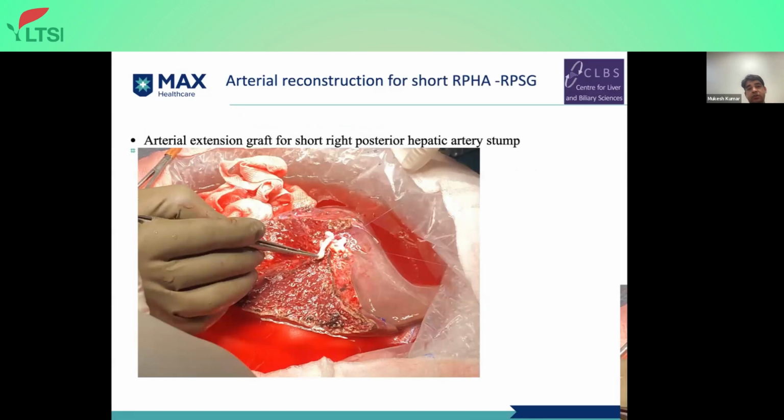Again, here we had to use a posterior sector graft due to availability of this donor only, and there was a short right posterior sector artery as we took the right posterior graft, so we had to do back benching and use an arterial graft for the extension.